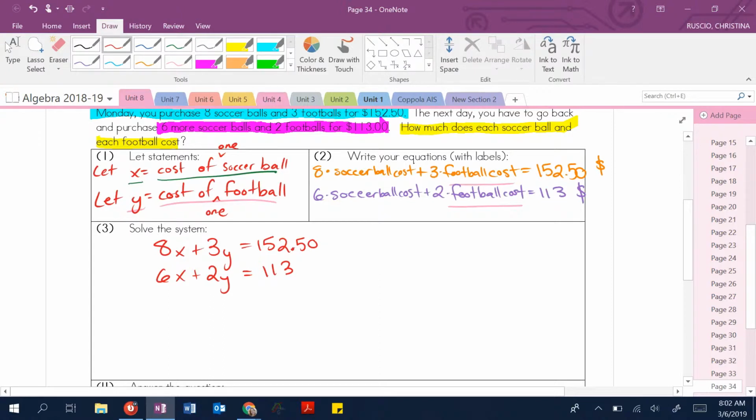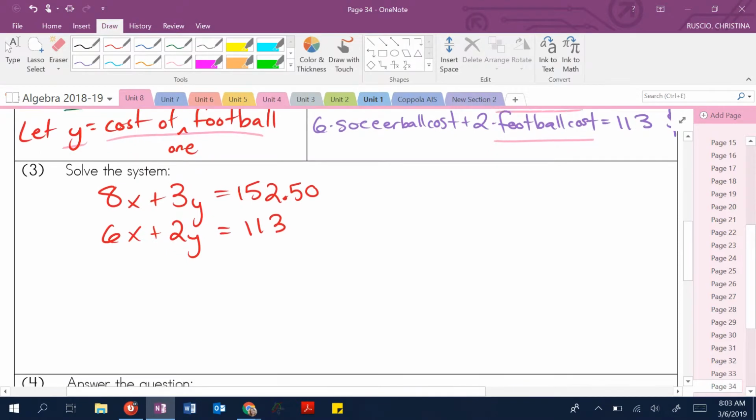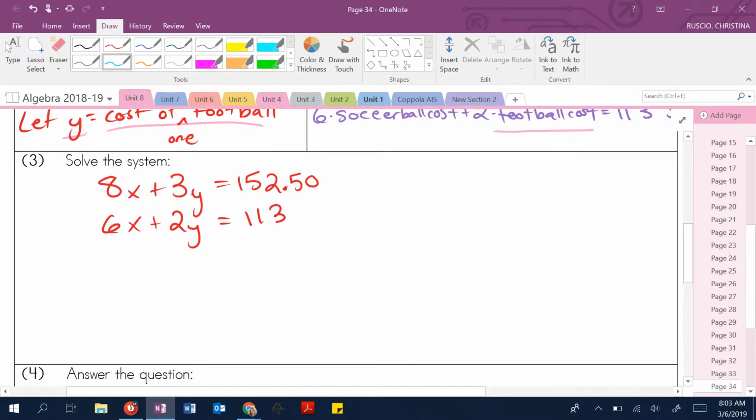Now, there are many ways to solve a system of equations. We're looking at substitution and elimination. And I think elimination would be a great way to look at this. I'm going to look at my smallest coefficients for the variables. And I see that y has smaller coefficients than x. So let's try to make these the same.